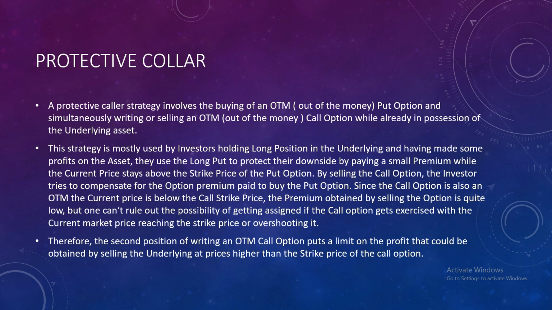By selling the call option, the investor tries to compensate for the option premium paid to buy the put option. Since the call option is also an OTM, the current market price is below the call strike price. The premium obtained by selling the option is quite low, but one can't rule out the possibility of getting assigned if the call option gets exercised with the current market price reaching the strike price or overshooting it. Therefore, the second position of writing an OTM call option puts a limit on the profit that could be obtained by selling the underlying at prices higher than the strike price of the call option.